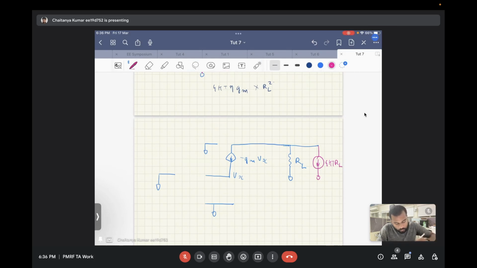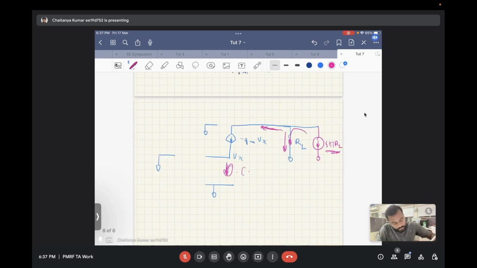So again, now this 4 kT times RL can flow either in this direction or in this direction. If it flows in this direction, it has no path to come out since here it's an open circuit. So no current will flow in this direction, as the current flowing in the downward path is 0. So all of this will flow into this resistor. Hence, sorry, this is 4 kT by RL.